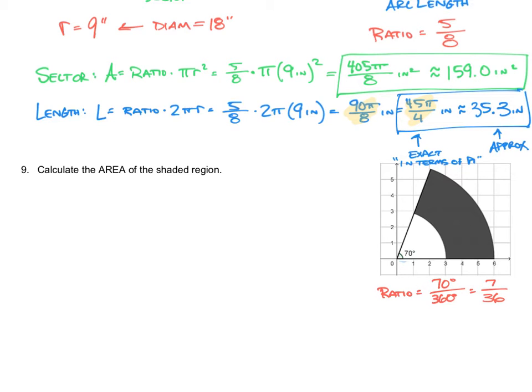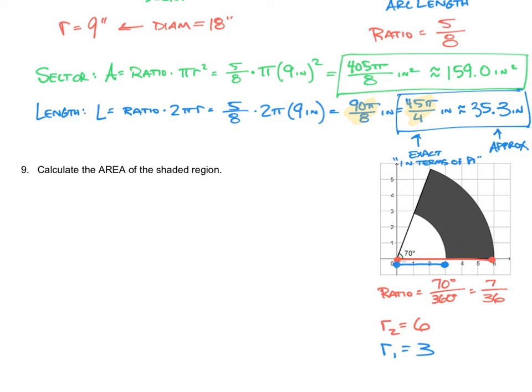But then I have to think about the radius. I have really parts of two different circles. I have part of a large circle here that has a radius of 6, and I'm going to call that R2. And then I have part of a smaller circle here where the radius is 3. I'm going to call that R1. Okay, so I have all the pieces of information I need now to start constructing a solution.